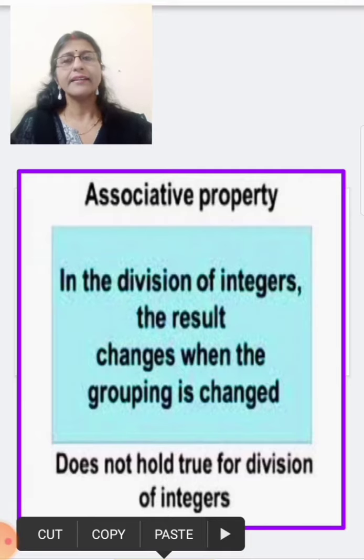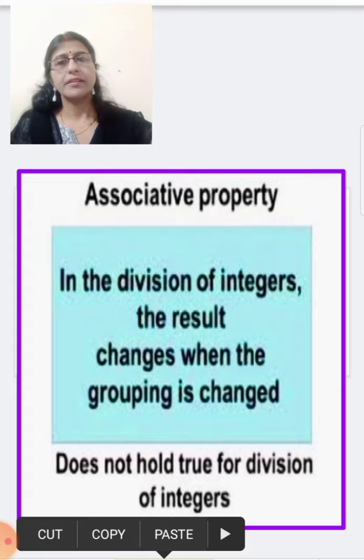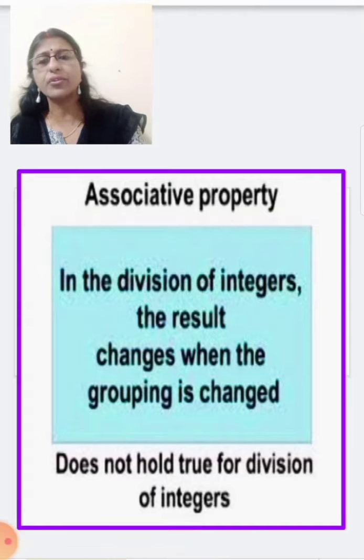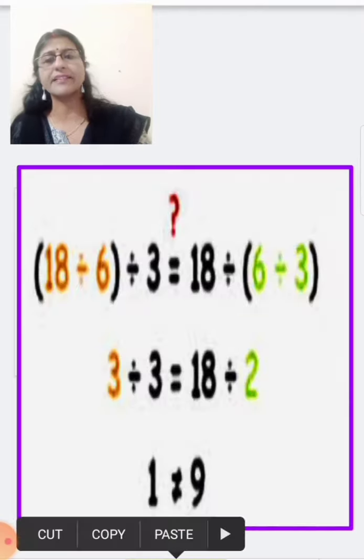In the division of integers, the result changes when the grouping is changed. So here, when you change the grouping, you will get a different answer. Let us see with the help of examples. It does not hold true for division of integers. So let us go ahead and see some examples.